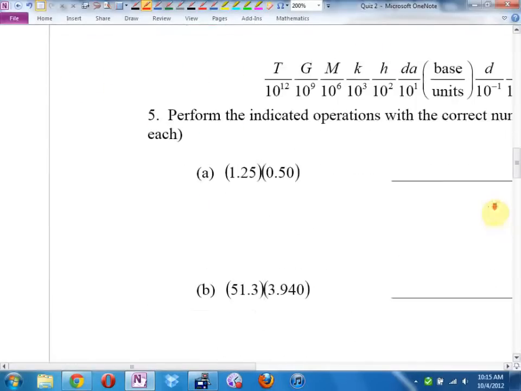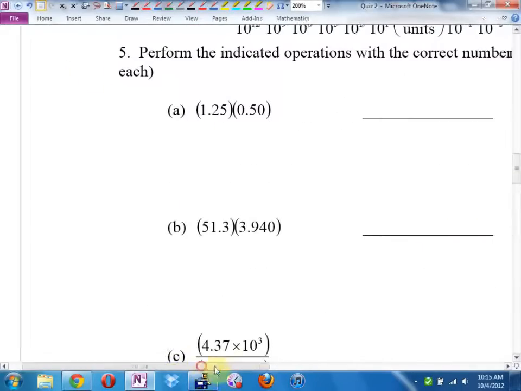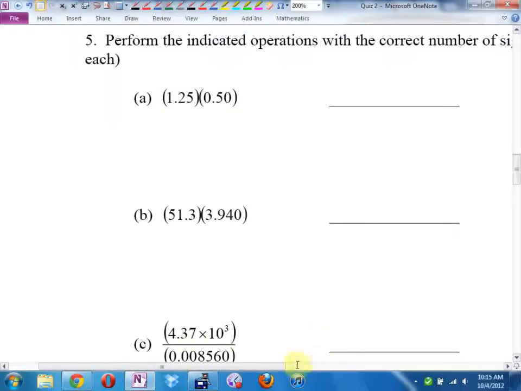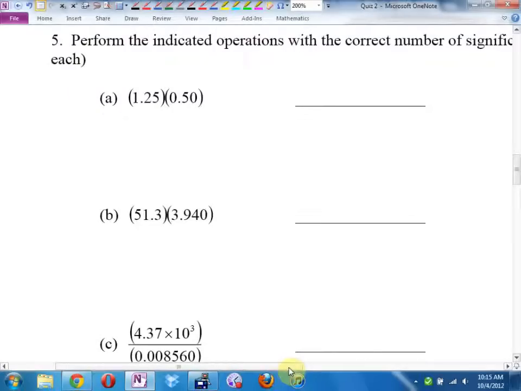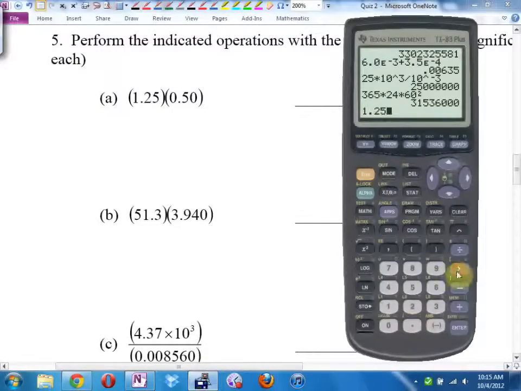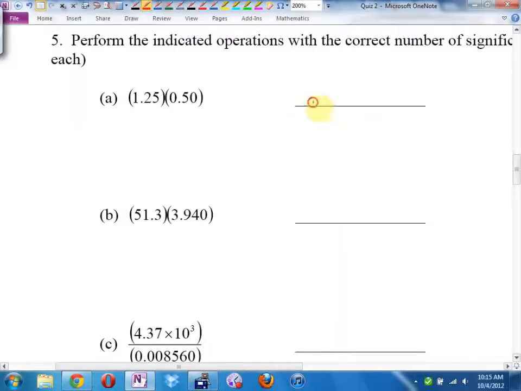Turn the page. It says, perform the indicated operations with the correct number of sig figs. Multiplying, that's the easy one. 0.625, 3 sig figs, 2 sig figs, 2 sig figs. 0.63, yes? 6.3 times 10 to the negative 1 if you wanted to write it in scientific notation, but I think I would never write that in scientific notation.